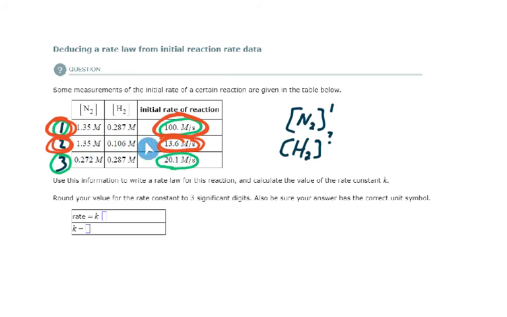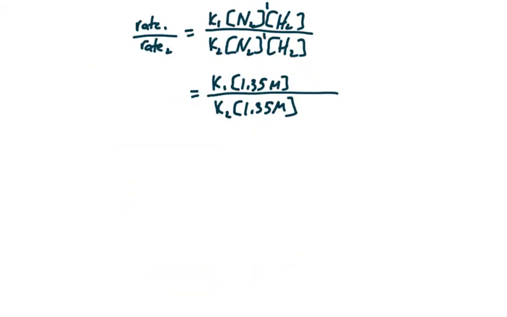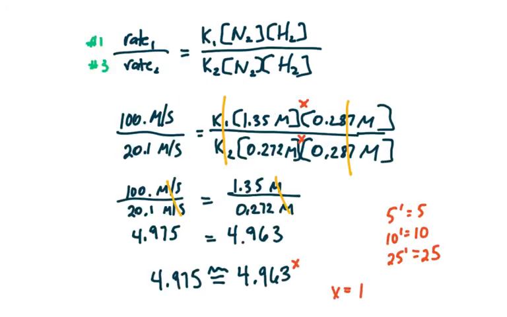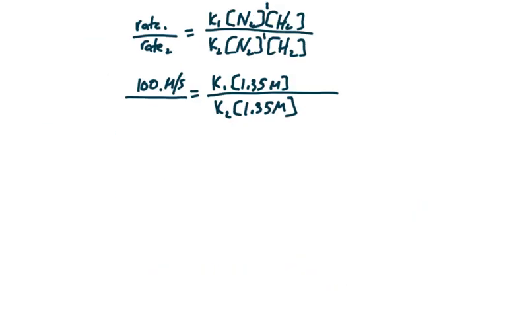And the initial rate is 113.6 for the second trial. So I always put the larger one on top. That's how I know what to place for rate 1 and rate 2. It's easier if you just place the largest rate on top and the corresponding rate law to go with that one. And it was 113.6.